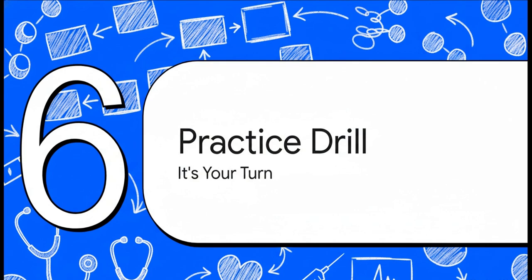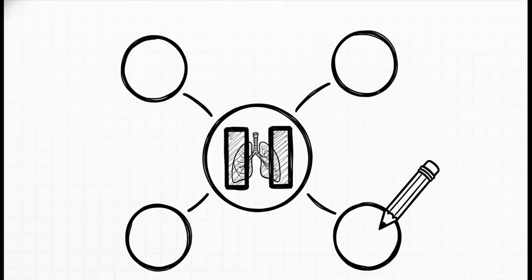All right, it's your turn. This is how you really make this knowledge stick. Let's take what we just learned and apply it right now. I want you to go ahead and pause this explainer in a second. Grab some paper and just sketch out a mini map for pneumonia. All you need is the main topic in the middle and those 4 key branches. Don't worry about all the tiny details yet, just build the framework. Go on, give it a shot. I'll be here when you get back.